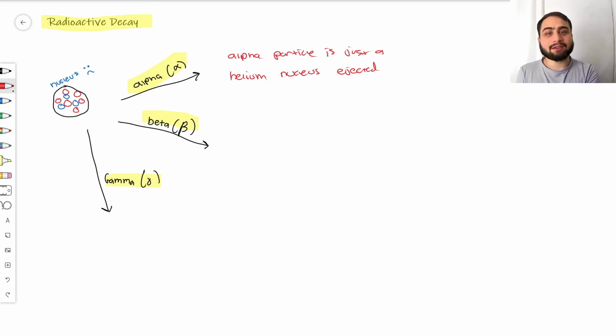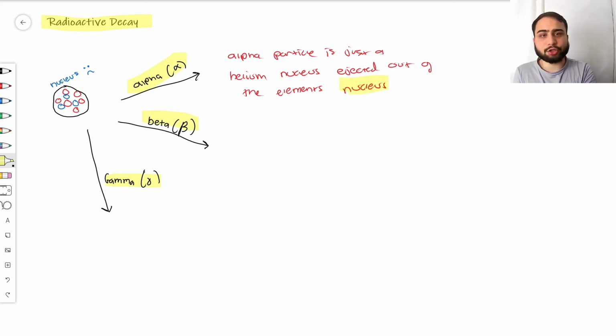You have to remember, an alpha particle is just a helium nucleus ejected out of the element's nucleus. Let's highlight the word nucleus there, because these are very important words. A lot of people think that the radioactive particles are just given out of shells. No, they're not. You have to say that they're given out of the nucleus. So an alpha particle is just a helium nucleus, so that means 2 protons, 2 neutrons. Let's draw those in: 2 protons, 2 neutrons, and this is given the symbol He, with mass number 4 and proton number 2.